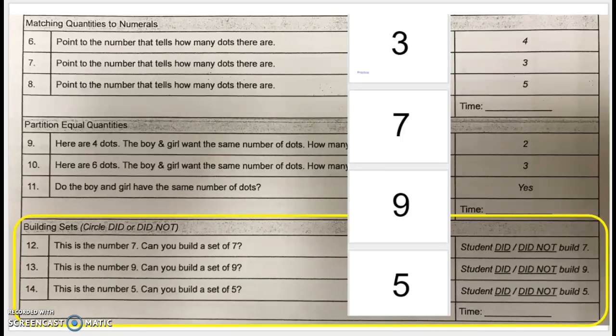The student is presented in this section with a numeral and asked to build a set with that many counting bears. If the student builds correctly, the teacher circles did on the right side of the score sheet. If the student builds incorrectly, the teacher circles did not on the right side of the score sheet. And the approximate time it takes students is recorded for the purpose of gauging fluency. This concludes the sections of the kindergarten eNumeracy screener.